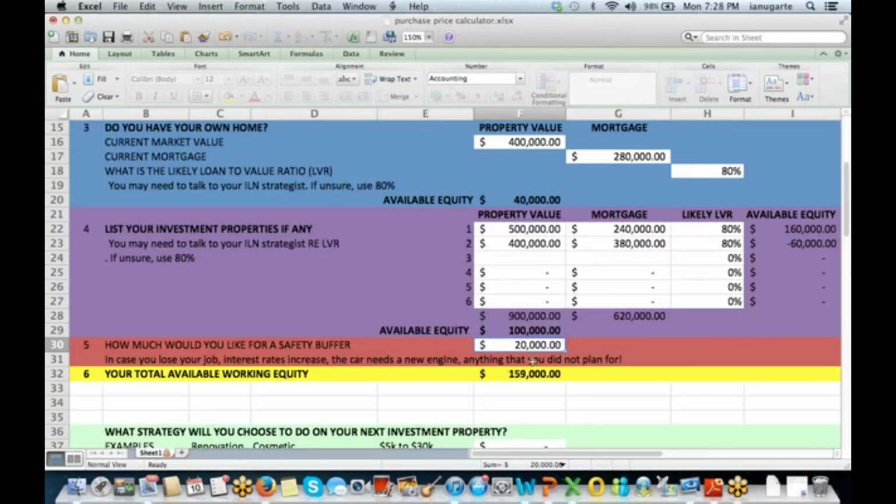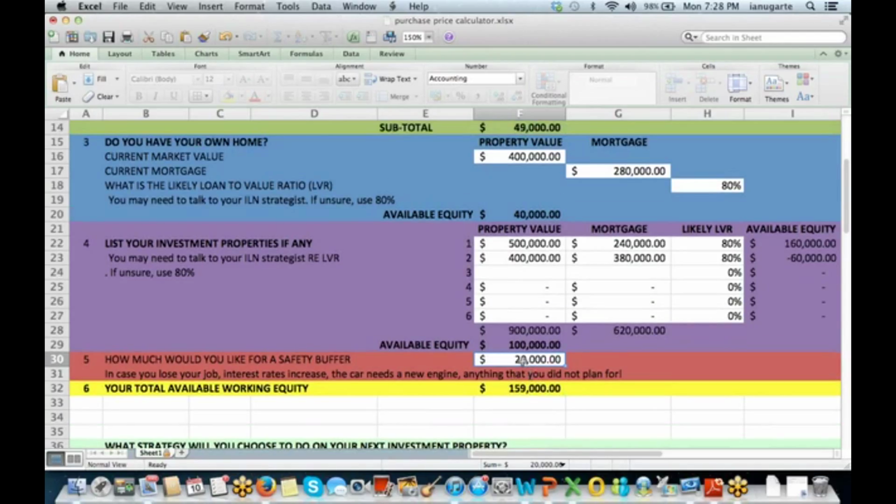So see down the bottom here, out of doing all those calculations up above of what I owe and all the extra equity that I can get, you can see that after a safety buffer of $20,000, I've now got $159,000 available. Now I'm going to increase that so that I've got $100,000 available, so it makes it simple to work with the numbers.